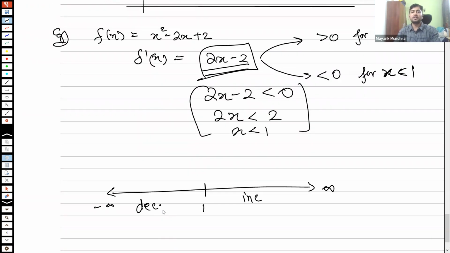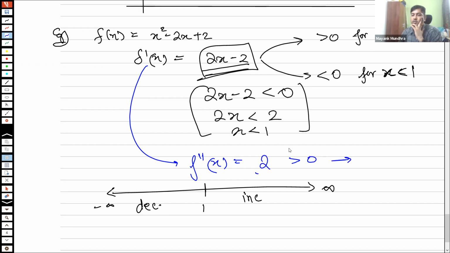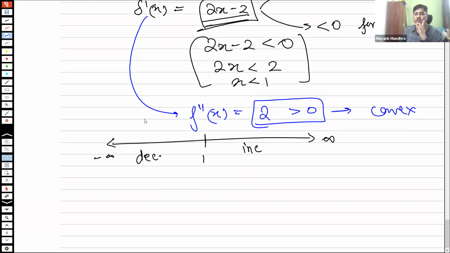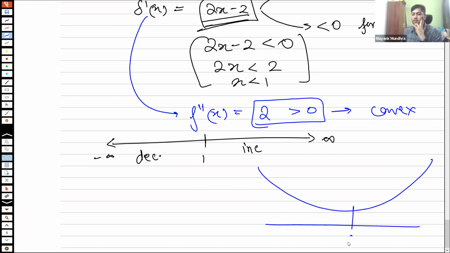Now, what about concavity? If I again differentiate this, f double prime of x is going to be equal to 2, which is always positive, which means that the function is convex. So the function is going to be convex decreasing here and then convex increasing here. Basically it looks something like this, a U-shaped function. At 1, it achieves its minima. So the only way to draw it would be like this, right? It will be a U-shaped function, always convex, decreasing here and increasing here.